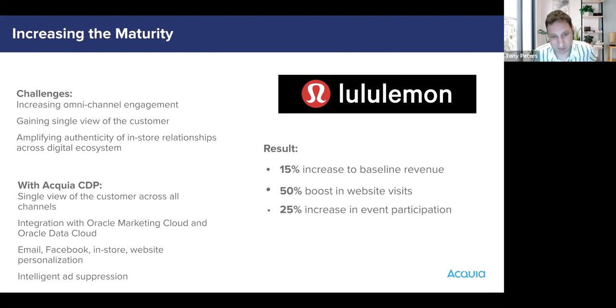And the results speak for themselves on this. A 15% increase to baseline revenue. And Lululemon's not a small company. They have very decent revenues. So imagine how much a 15% increase to that baseline revenue actually is.